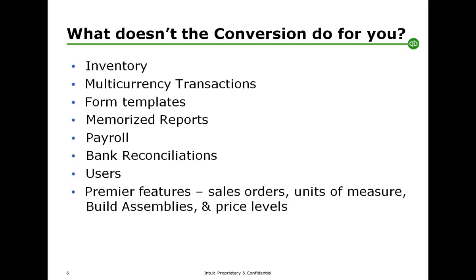Finally, the Premier features. Items like sales orders, items with units of measure, build assemblies, and price levels do not get converted. That is because those features are exclusively available in the QuickBooks Desktop Premier version and are not available in QuickBooks Online. We hope that this clarifies what the conversion does for you and what it doesn't do for you.